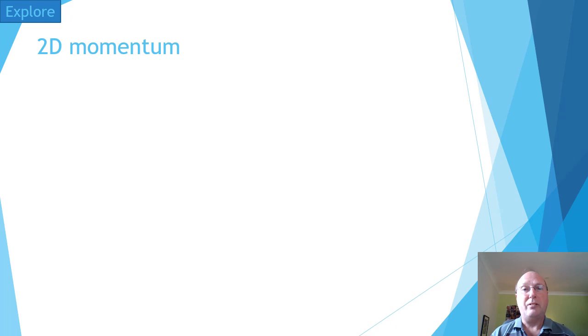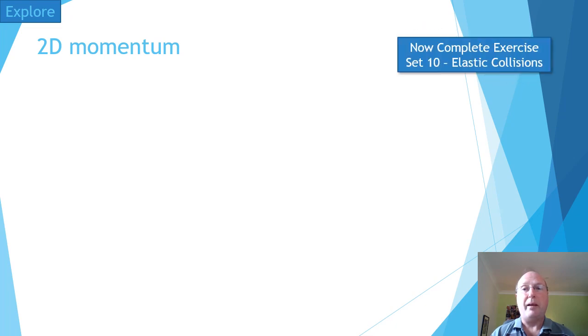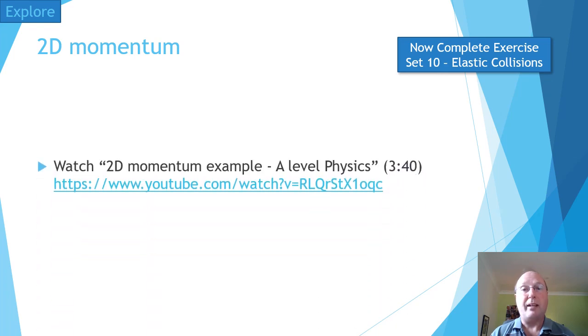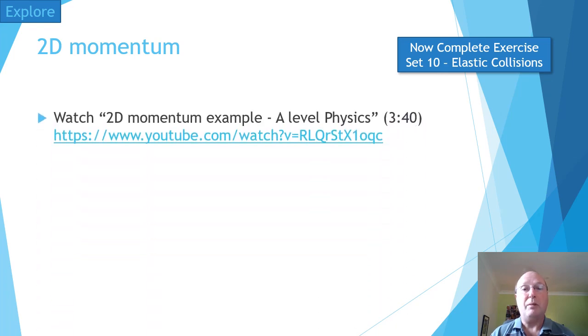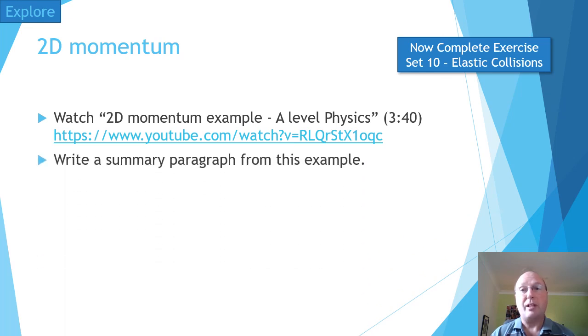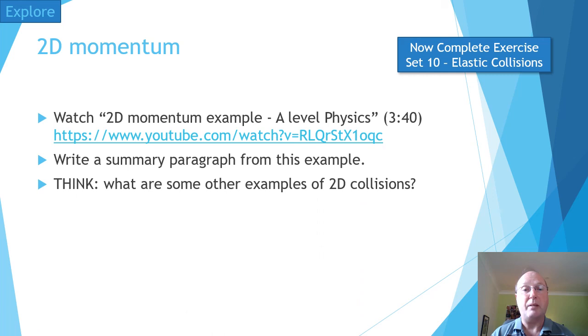Now, before we get to two-dimensional momentum, I want you to complete exercise set 10 on elastic collisions. And when you've done that, you can watch the 2D momentum example from the YouTube clip and write a summary paragraph of what you see from that example. And think, what are some other examples of 2D collisions, and then write down a list of those examples.